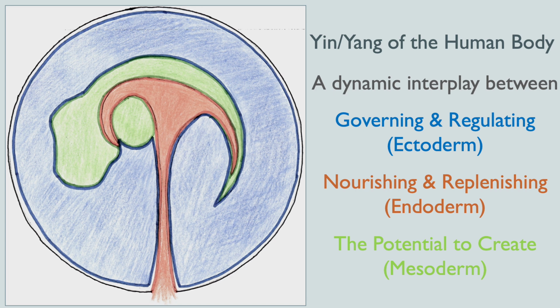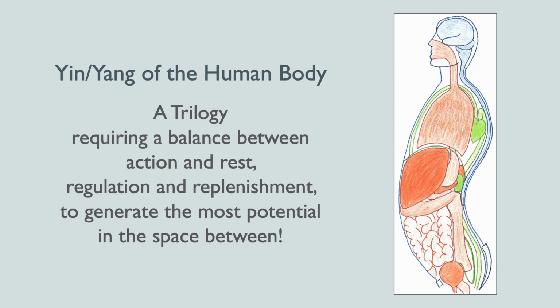Through the lens of Chinese philosophy, we can see the human body as a dynamic interplay between governing and regulating, nourishing and replenishing, and the potential to create. A trilogy, requiring a balance between action and rest, regulation and replenishment, in order to generate the most potential in the space in between. And what is the most abundant thing found in the spaces in between? Water! I outline this in detail in my course called The Quantum Body in Health.